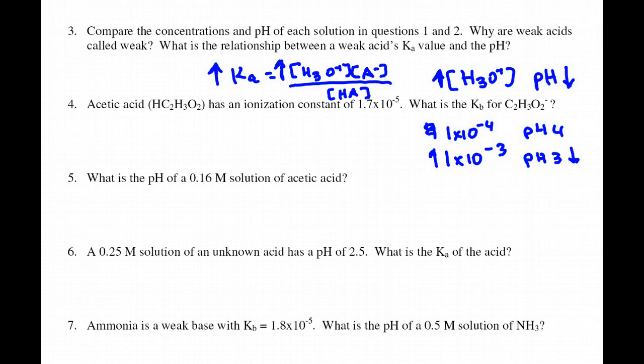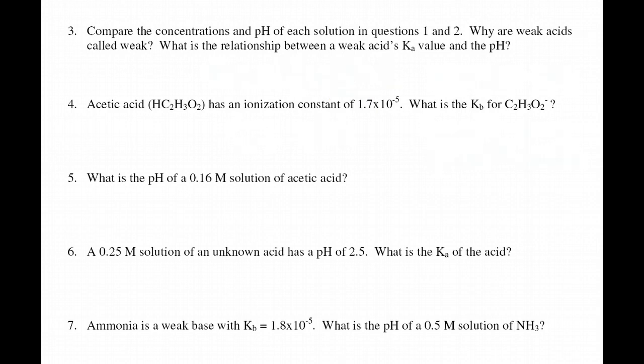So if we're comparing Ka and pH, as the Ka of a weak acid goes up, the pH goes down. This makes sense because the Ka of a strong acid is really big, and the pH is going to be really small. A strong acid like HCl will be around pH 1, 2, almost. Number 5, I'll write it up here. The pH is supposed to be 2.78, and it's done the same way as number 1 and number 2.